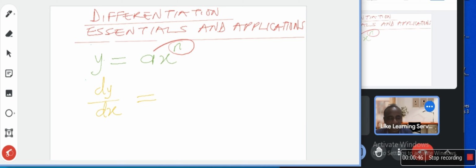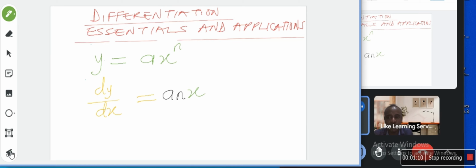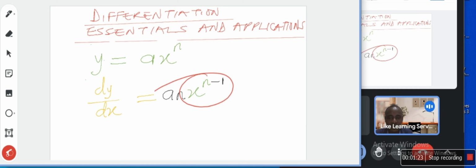What's the power of x? N. Good. The power of x is n. What's the coefficient of x? A. Okay, so you're going to multiply the power of x by the coefficient of x, so it becomes n times a, or an. Then that x, you will now subtract the original power, take away 1 from it. You know all of that, isn't it? Okay, so it becomes an x raised to the power n minus 1. First of all, you take the power multiplied by the coefficient of x, it becomes an. Then the x itself, the power, remove 1 from it.